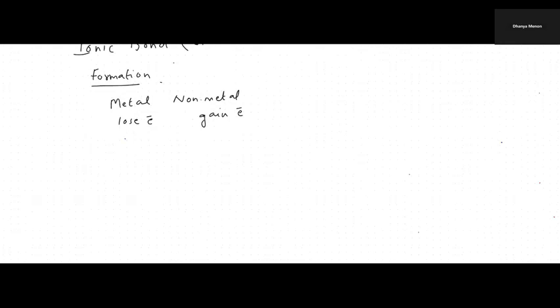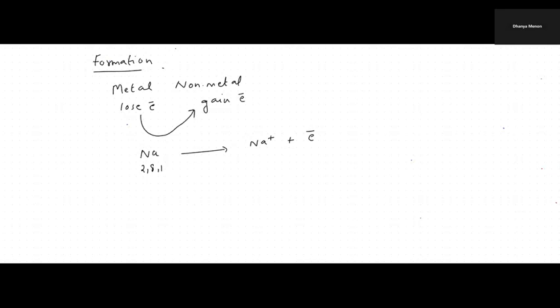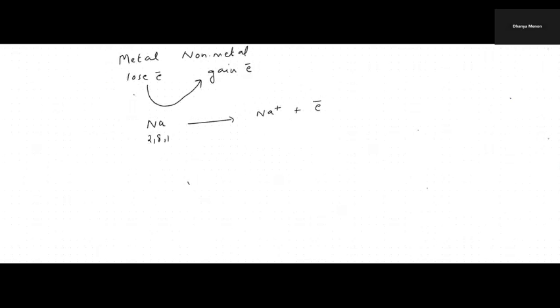So the electron that is lost by the metal is gained completely, there is complete transfer of electrons from metal to non-metal. Okay, let's see how. For example, if I take the example of sodium. Sodium, the configuration is 2, 8, 1, it's 11. So it loses one electron to give sodium ion. And this is in the gaseous state.